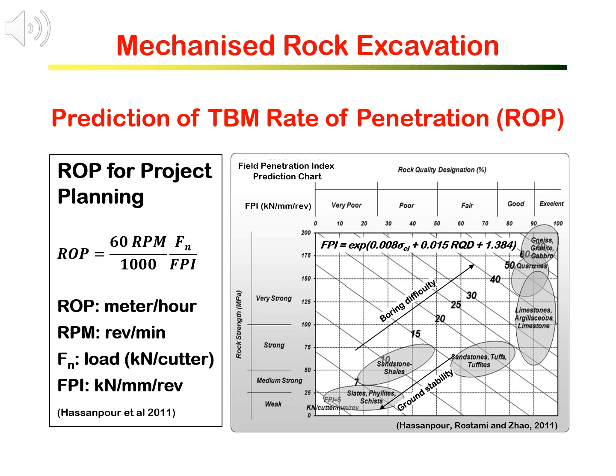The model is given on the left and uses three parameters: TBM cut-head rotation velocity in terms of revolution per minute, the average load on the cutters, Fn, and FPI, the field penetration index, which is a function of rock strength and RQD, shown by the figure on the right.